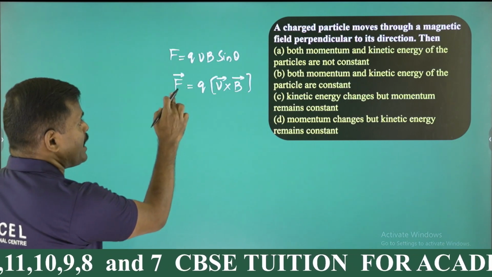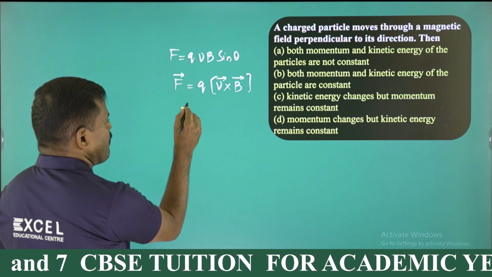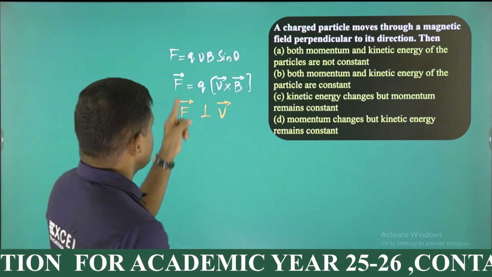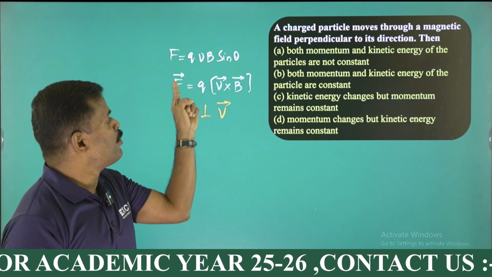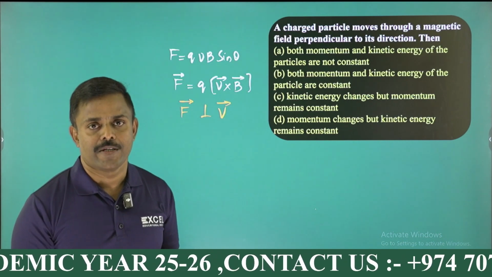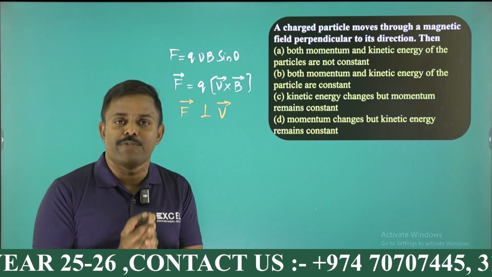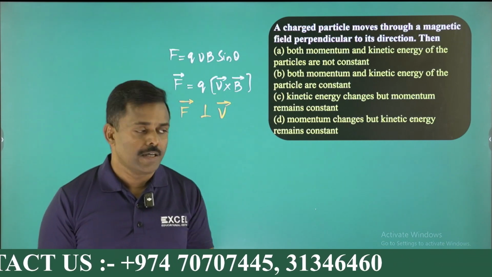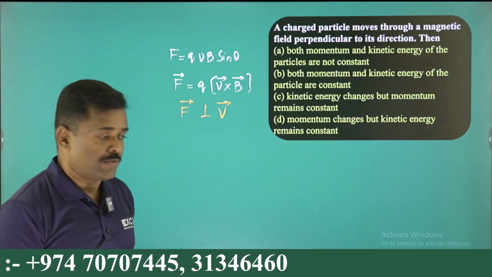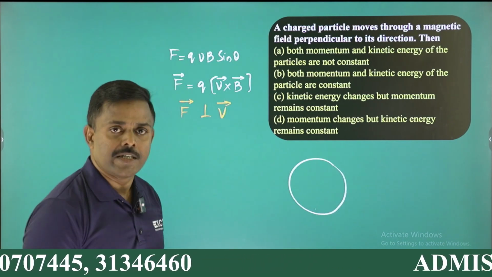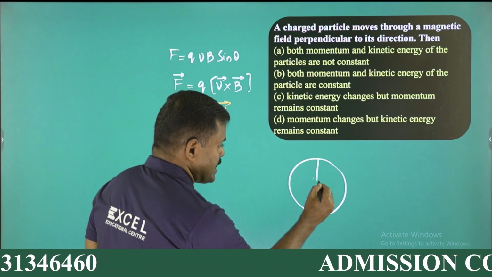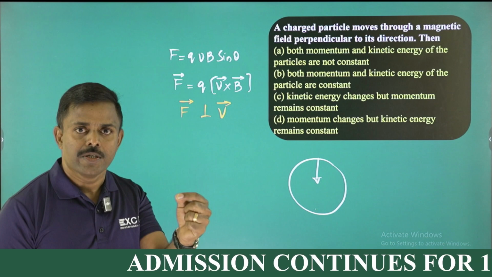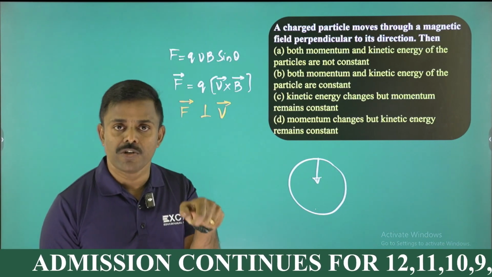So by that rule, you could say that force is perpendicular to velocity. Force is perpendicular to velocity, and force is perpendicular to the magnetic field also. If force is perpendicular to velocity, such a force is called centripetal force. You must have learned this before. What is centripetal force? Whenever there is a circular motion, there must be a centripetal force acting. The name itself tells you, centripetal means center seeking, towards the center.